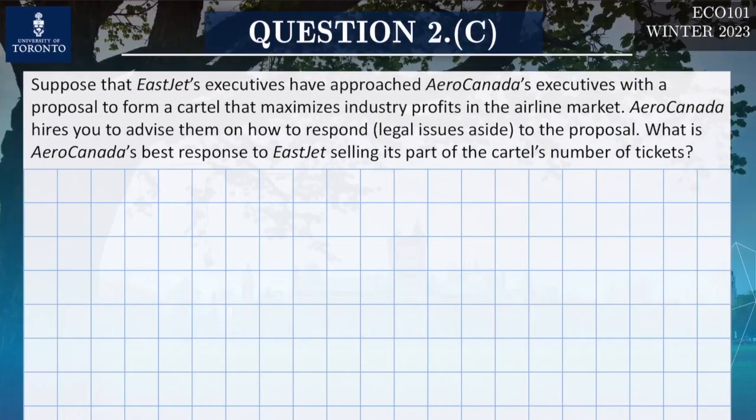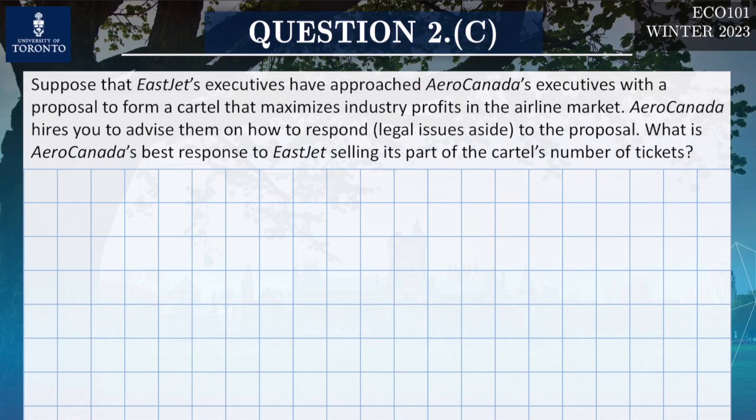All right, so part C shouldn't be too complicated either because we have built everything to answer this. Suppose that EasyJet executives have approached Aero Canada's executives with a proposal to form a cartel that will maximize industry's profits in this market. So you are Aero Canada and you have to decide on how to respond to this cartel's proposal.